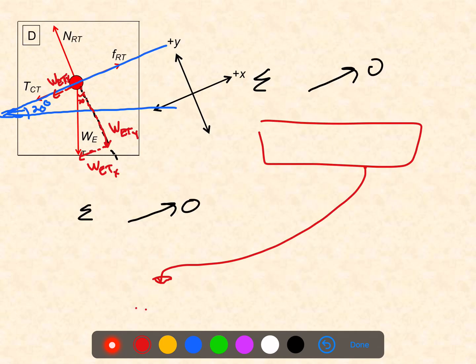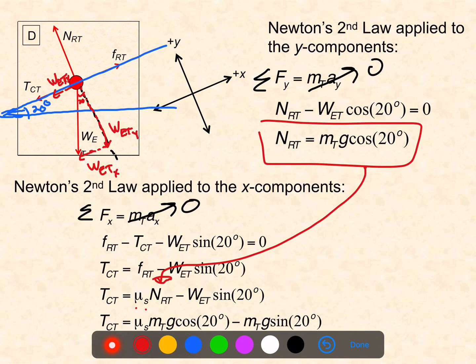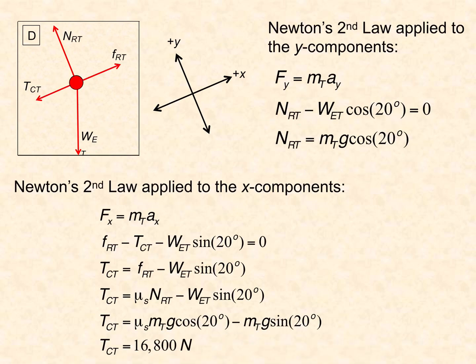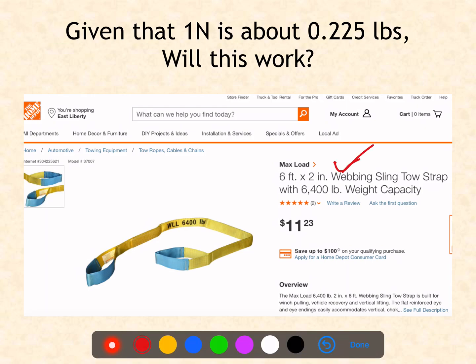Whoops, let me go back. And you can see here that it works out to be 16,800 newtons. So if we work out what that is in pounds, this turns out to be sufficient for this kind of cord.